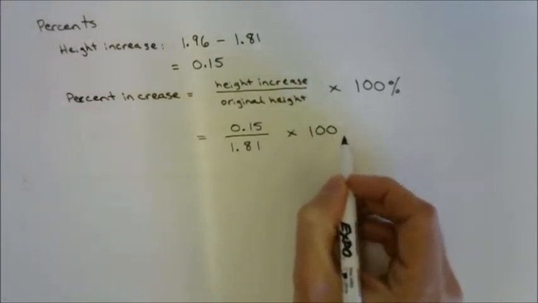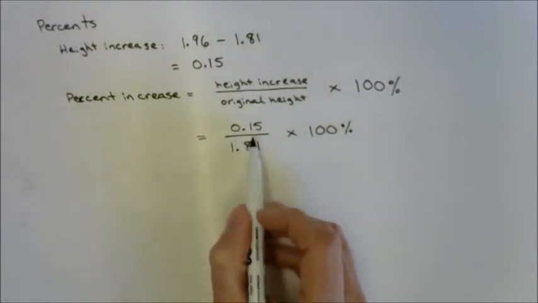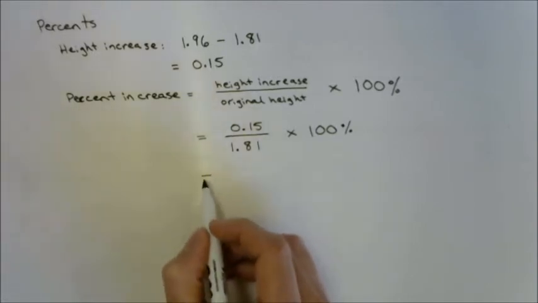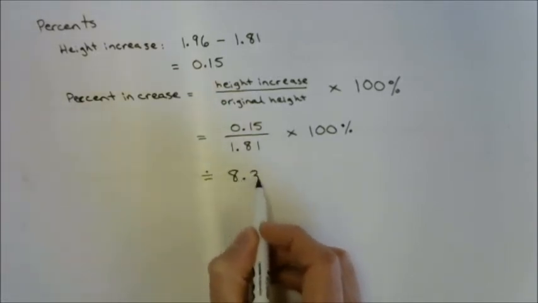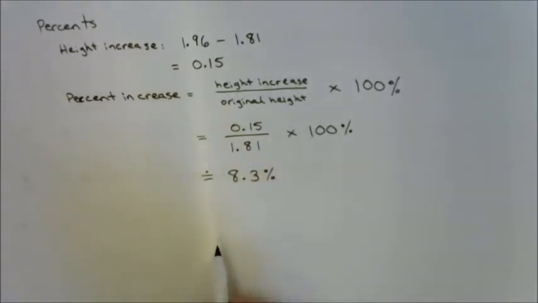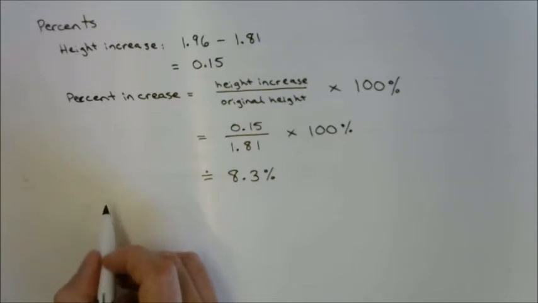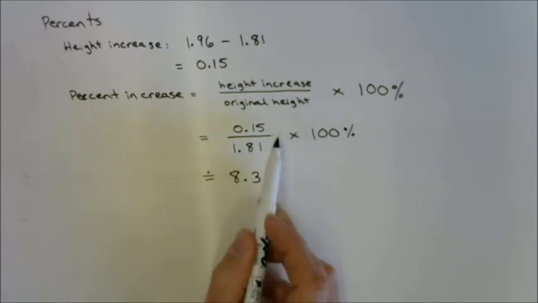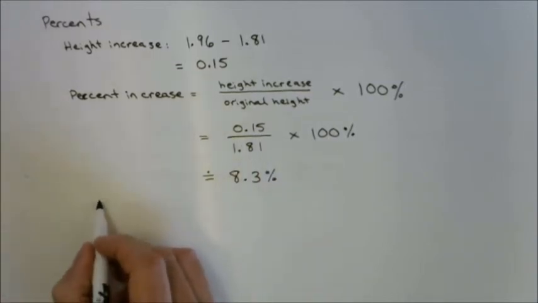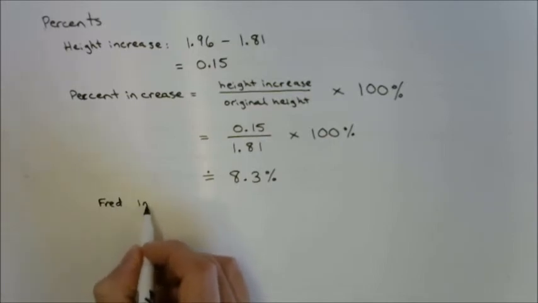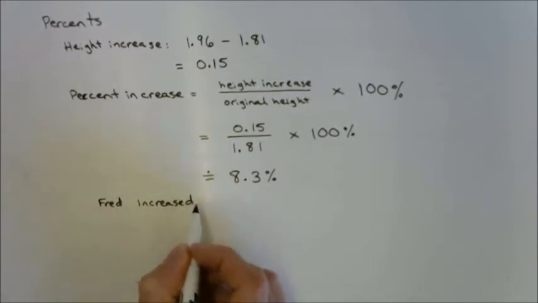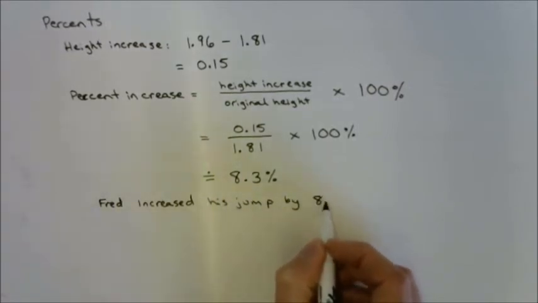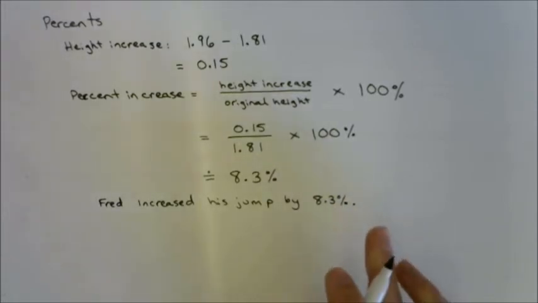So you can do that in 2 steps in your calculator. Just do 0.15 divided by 1.81, hit enter, and then hit times 100. It's around 8.28. To 1 decimal place is typical. Do you divide 0.15 divided by 1.81? That's what it says. Yes, sir. He's not even close. 8.3%. Close to 20? Not even close.